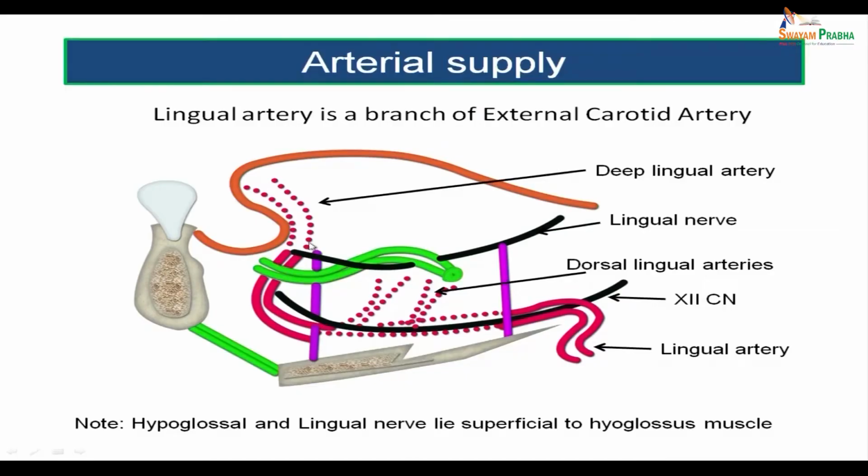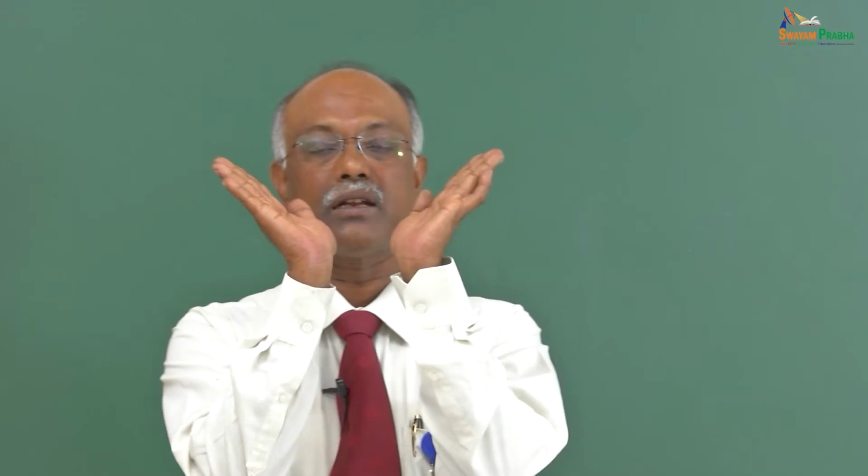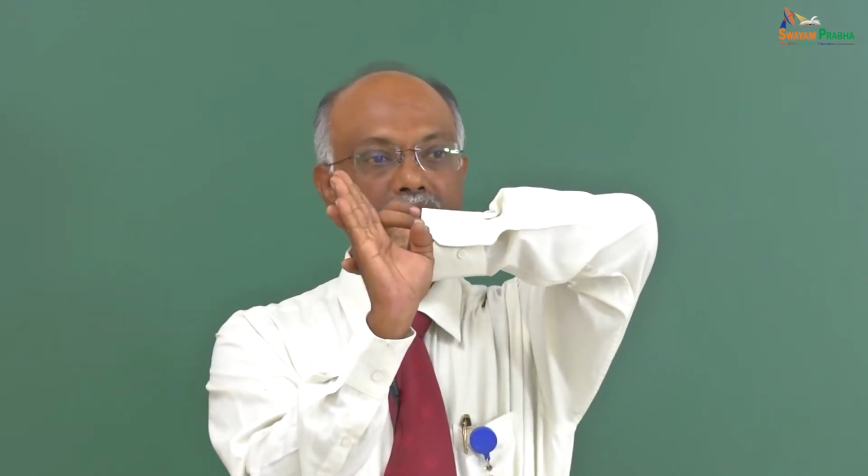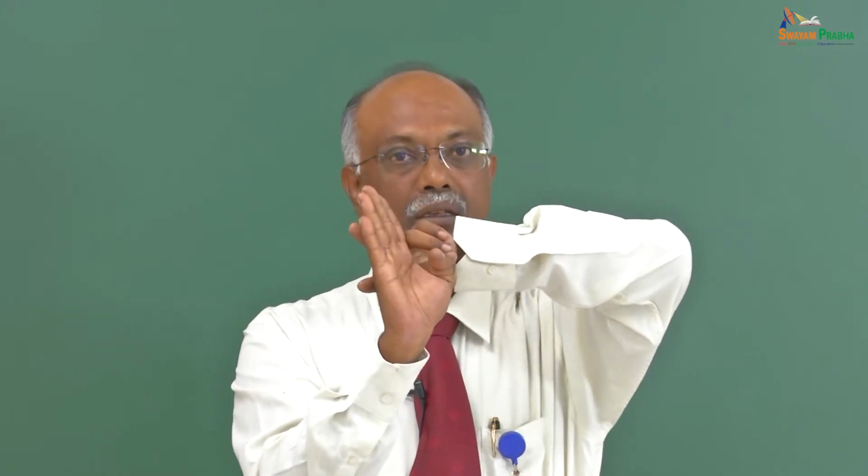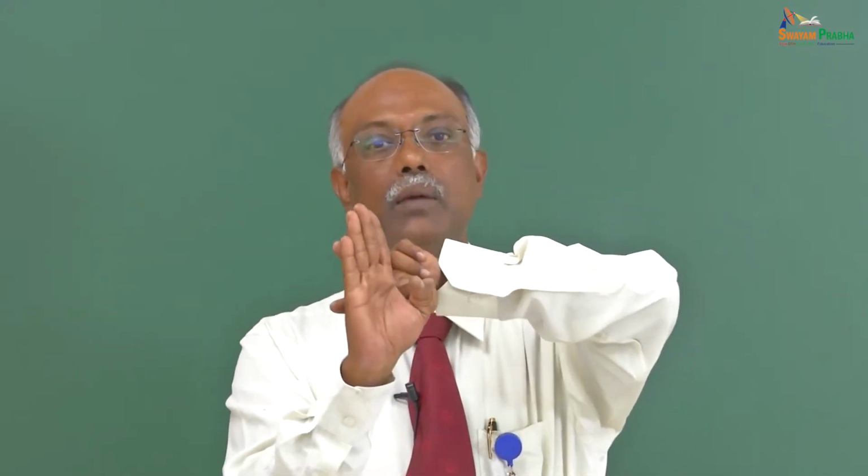So the lingual artery is a branch of the external carotid artery, and note that in this particular picture, this is the hyoglossus muscle. Remember the hyoglossus muscle? The hyoglossus muscle is an extrinsic muscle which is extending from the hyoid bone into the sides of the tongue. Note that there are two nerves which lie on top of the hyoglossus. That is, if the hyoglossus muscle is running like this, there are two nerves which are lying superficial to the hyoglossus muscle. Which are these two important nerves? These include the lingual nerve and the hypoglossal nerve.